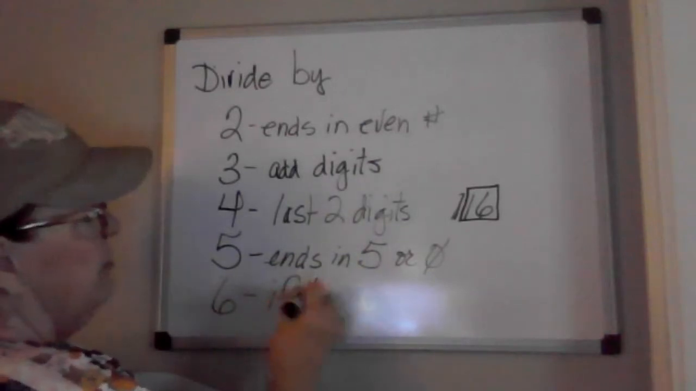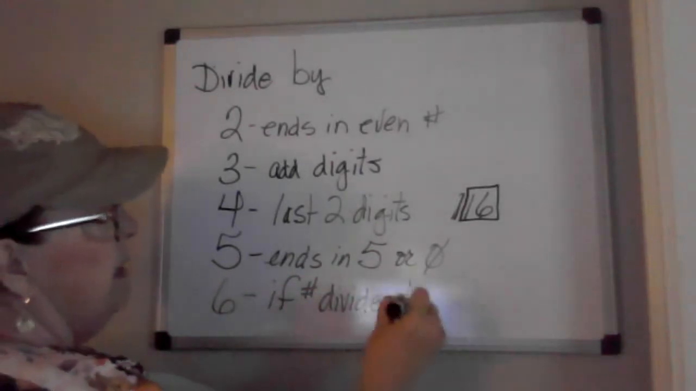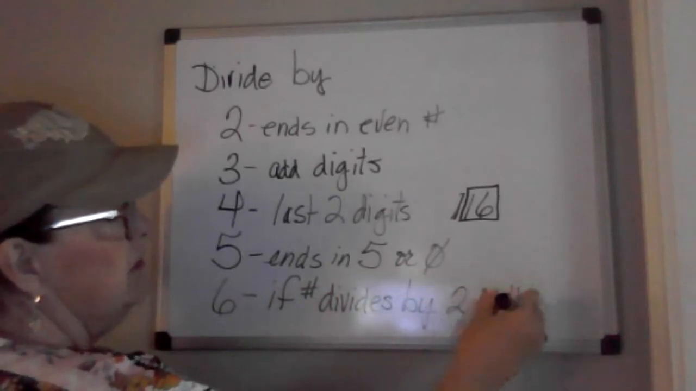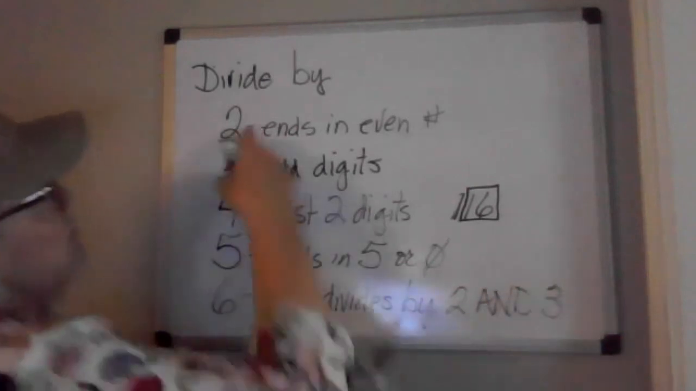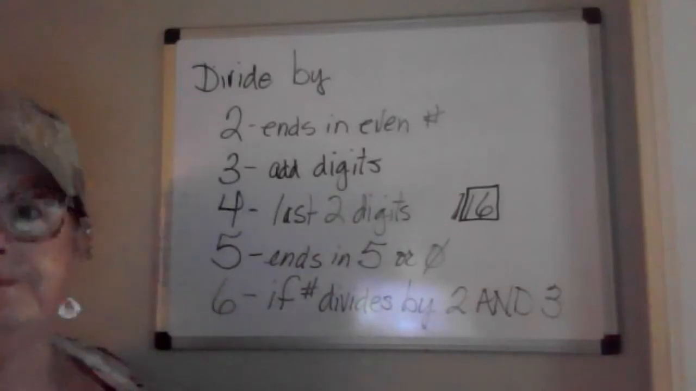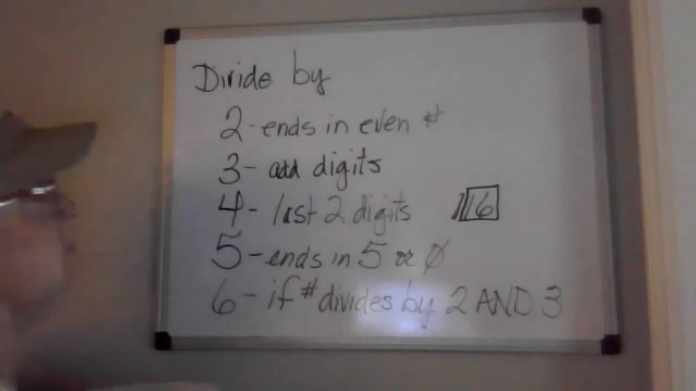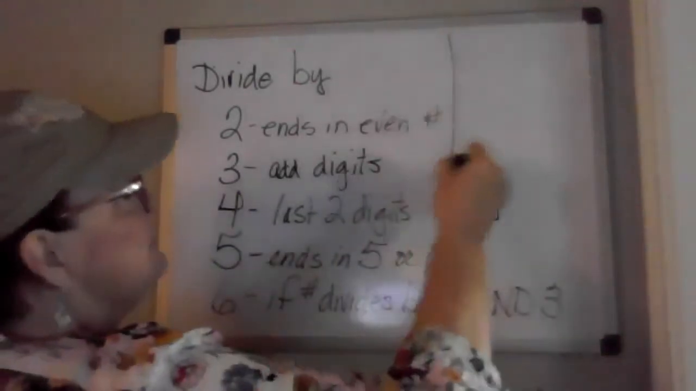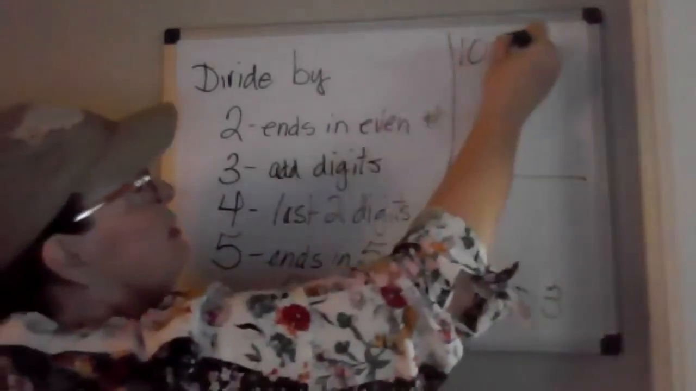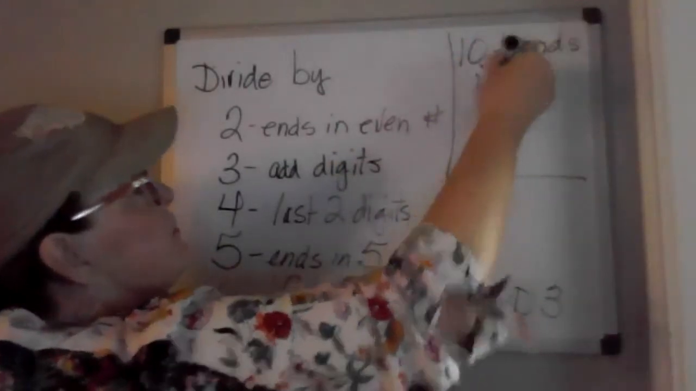6. If the number divides by 2 and 3, if it follows this rule and this rule, then it will divide by 6 also. Everybody good? The next one. If it will divide by 10, it ends in 0.